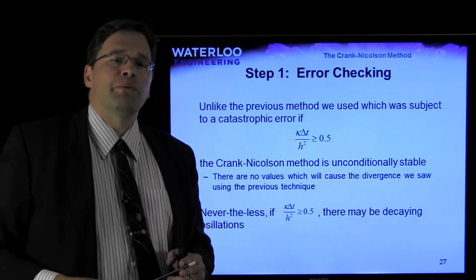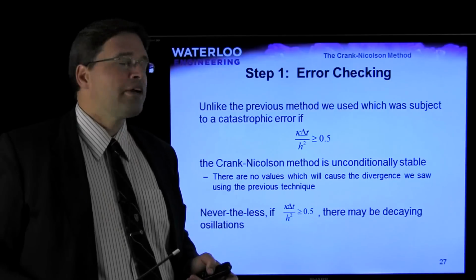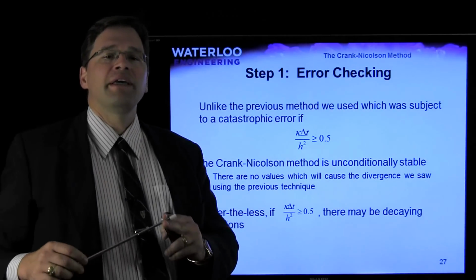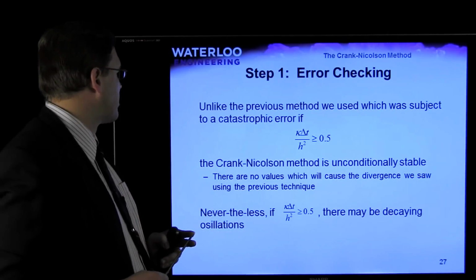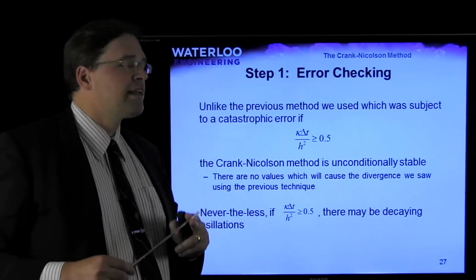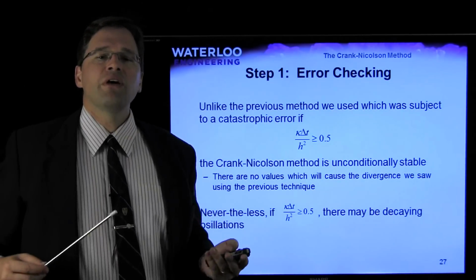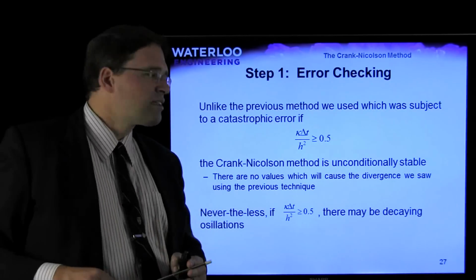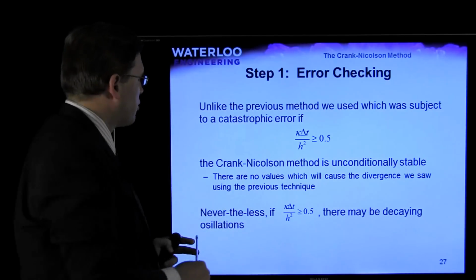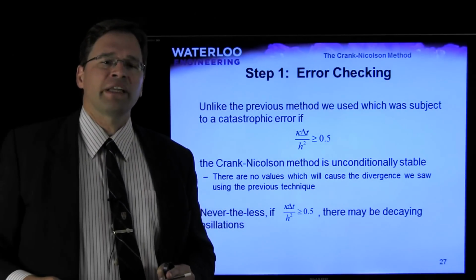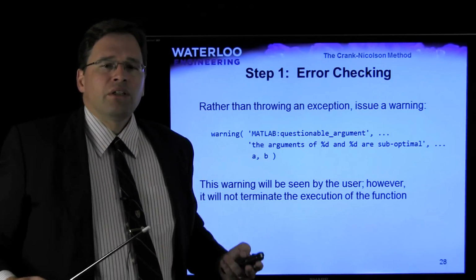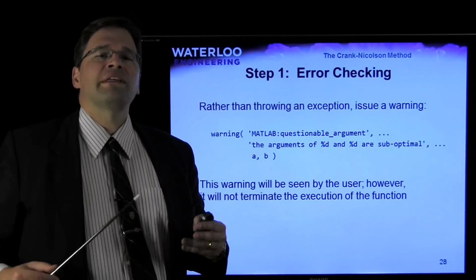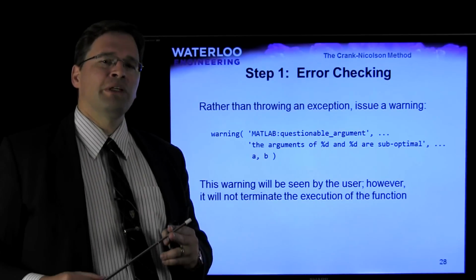Now, when we're implementing this function, we don't actually have to worry about error checking at this point because we no longer have a catastrophic problem if kappa delta t over h squared is greater than 0.5. The Crank-Nicolson method is unconditionally stable. There are no values for which the solution or the approximation will diverge. Nonetheless, if this ratio is greater than 0.5, there may be decaying oscillations in the solution. So it's still a problem if the ratio is greater than 0.5, but it's not a serious problem, or at least not as serious as with the explicit method we used last week.